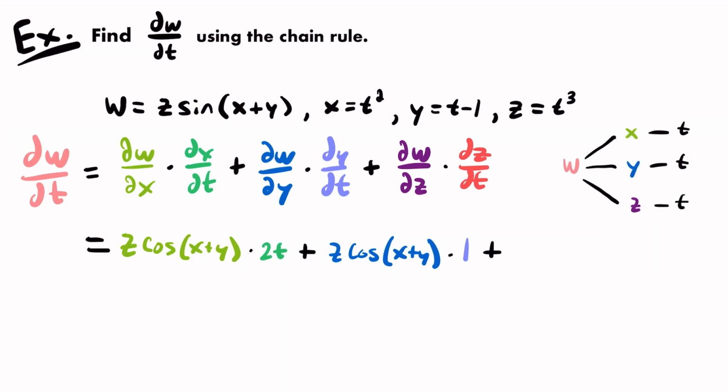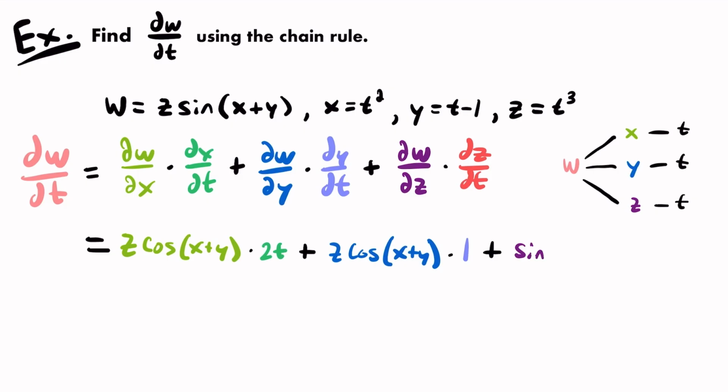We need to add the partial derivative of w with respect to z. So looking at w, this partial derivative will be different than when we took a partial with respect to x or y because z is not inside the sine function. So sine of x plus y with respect to z is a constant. And so just take the derivative of z to the first power, that would be equal to its coefficient, or the constant being multiplied by it, which in this case is sine of x plus y.